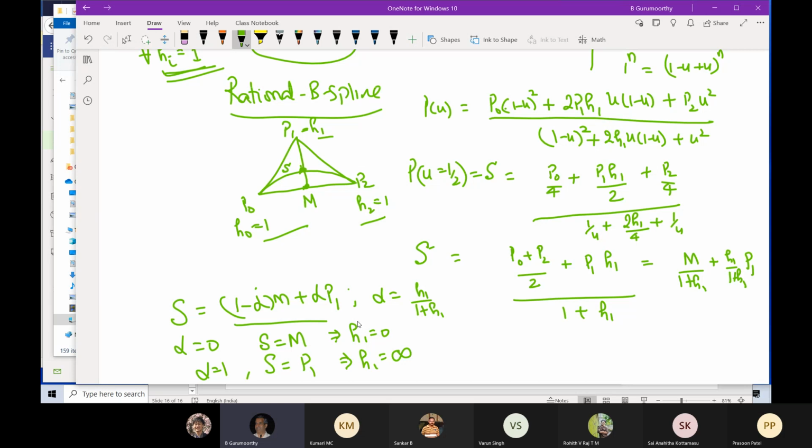Now, what do we do with this observation? This tells you what the significance of H1 is. So H1 tends to pull the curve towards the control point P1. As H1 increases, the curve gets pulled towards P1 and of course passes through the point when H1 is infinity. On the other hand, when H1 is 0, it snaps away, farthest away, which means this polygon leg. Why can't it go below this? Can anyone mention why?